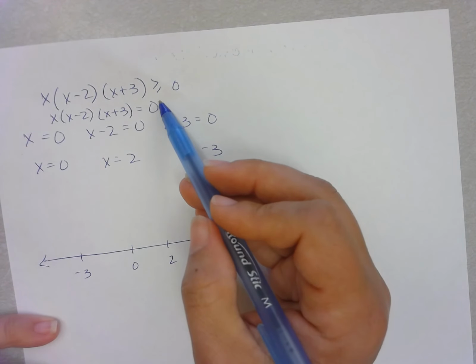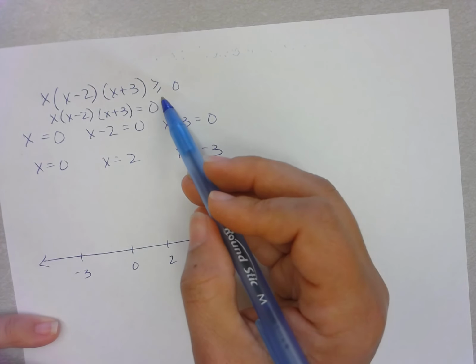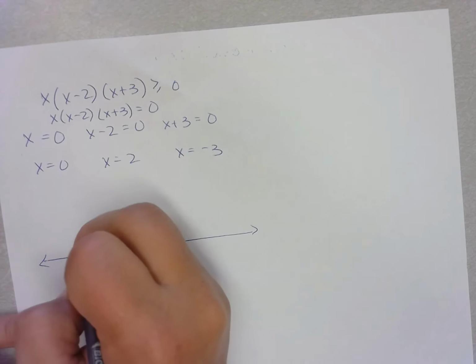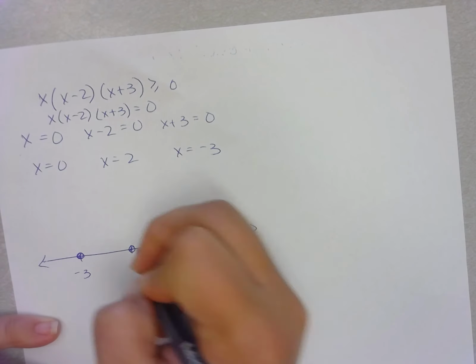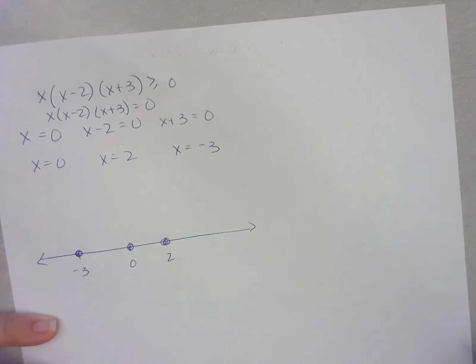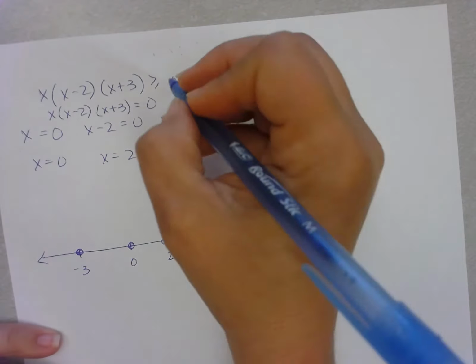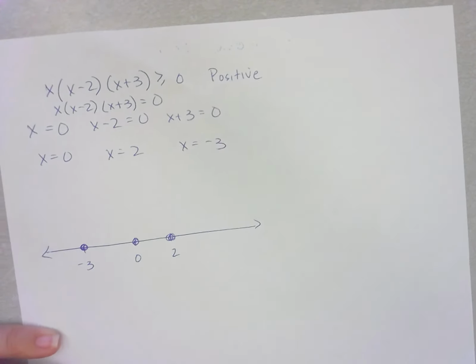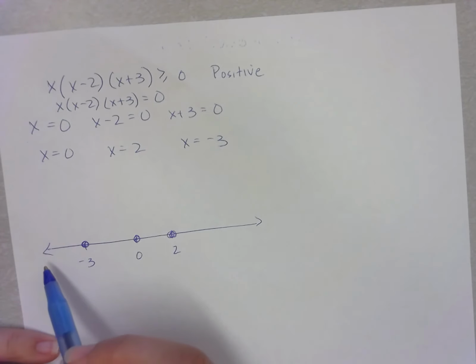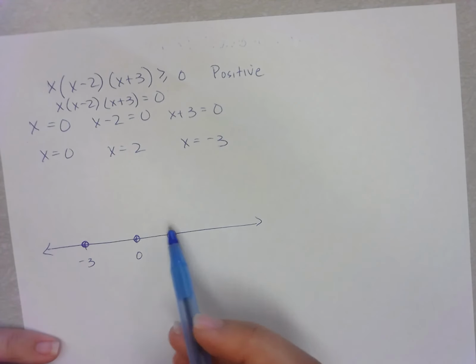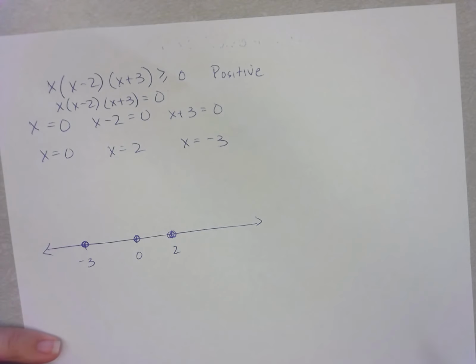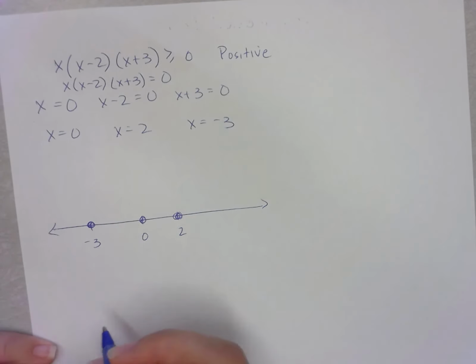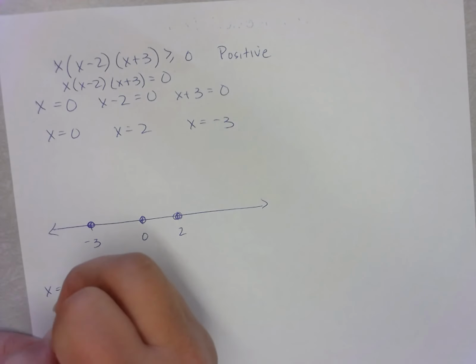So let's think about this again. That means that places where it is 0 are going to make it true. So that means that my 3 solutions that I found so far are part of my solution. And then greater than or equal to 0 means I'm looking for positive answers. So now my number line is actually broken into 1, 2, 3, 4 pieces instead of 3. So now I need 4 test numbers. So let me use x equals -4 to start.